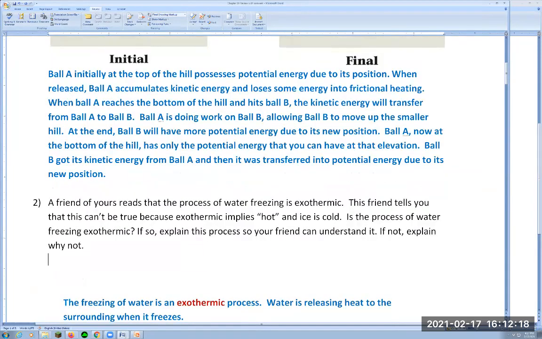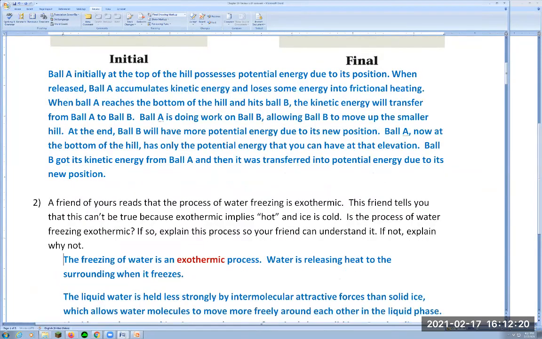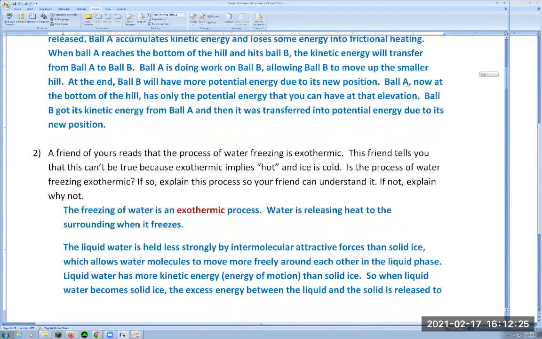So yes, the freezing of water is an exothermic process, that's true. And exothermic means that water is releasing heat to the surroundings when it freezes. So there is indeed a release of heat from water when it goes from a liquid to a solid. You have to think of the intermolecular attractive forces that are in play between the molecules of water to understand this. I have done a little drawing and let me show you that.